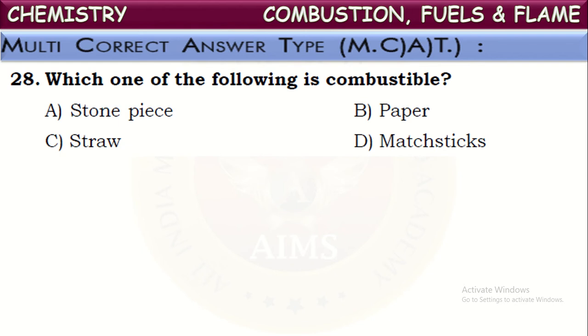See the first one. Which one of the following is combustible? Combustible substance means what? The substance which burns in the presence of air or oxygen to produce heat and light is called combustible substance. See, which is combustible among these? A stone piece, will it catch fire? No. Paper, yes, it burns in the presence of air. Straw also will burn, even matchstick also. So these three substances will come under combustible material. Next one.